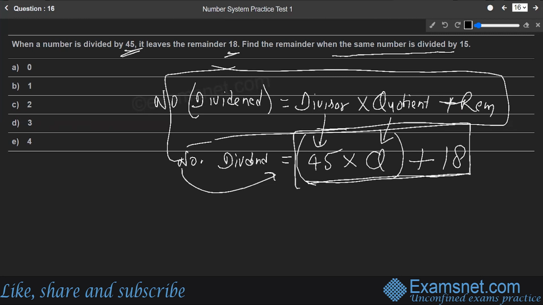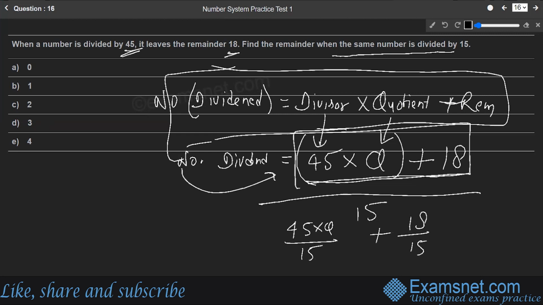Now he says the same number is getting divisible by 15. So let us divide the number by 15 and try to find out the remainder. If you divide this into two terms, it can be written as 45 into cube by 15 plus 18 by 15. This particular expression can be broken down this way.